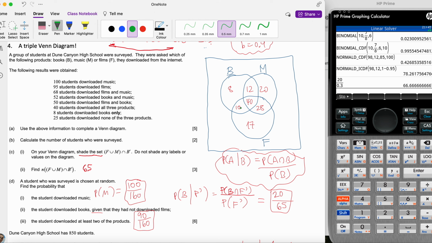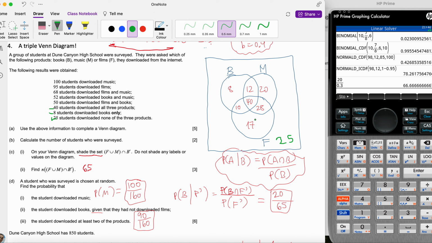So you want to draw the 3 overlapping circles, and then I started from the bottom. I of course forgot, I was in a bit of a rush. Okay, so none of these products, right? Then books only, so check, there's the 8. 40, all 3 products, there's your middle. Okay, so 50 films and books.